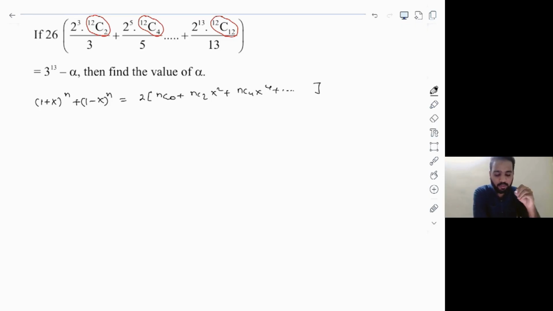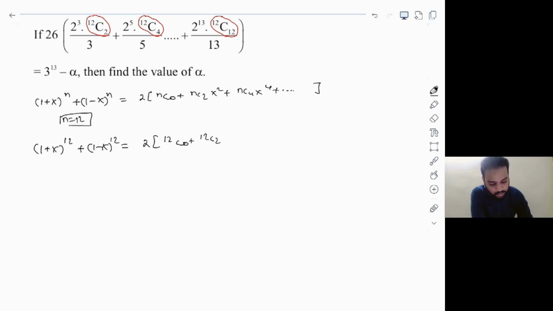Now in this case, since we have 12Cr type, let's put n = 12 in this one and try to see what happens. That is (1 + x)^12 + (1 - x)^12 = 2 times of 12C0 + 12C2 x^2, similarly 12C4 x^4 and then so on. Obviously the final term is going to be 12C12 x^12. Okay, so let's take it as equation number 1 here. So this is the first observation that needs to be made in the question.